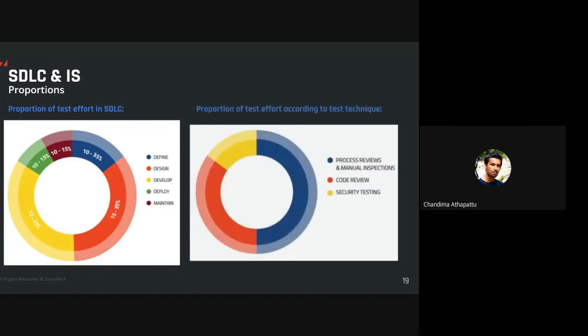So when it comes to proportion of test effort according to test technique, right? Process reviews and manual inspections are the most important, and also the code review. Now you can see what the portion of security testing is, right? So through process reviews, manual inspection, and code reviews, we can cover the majority, right? So that is really important.